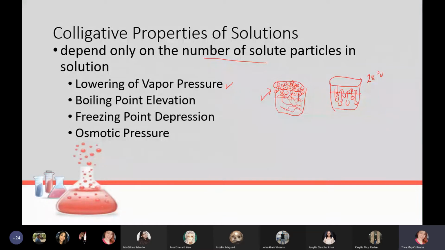Next, we'll move on with boiling point elevation. When we talk about boiling point elevation, by the term elevation, what is usually the boiling point of water? Answer it in your minds. That would be 100 degrees Celsius. So, I just talked about lowering of vapor pressure, they are all related, especially these two, whenever you are cooking or whenever you're going to do it in the laboratory.